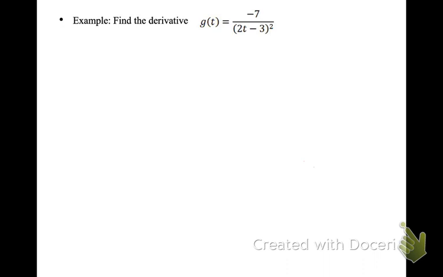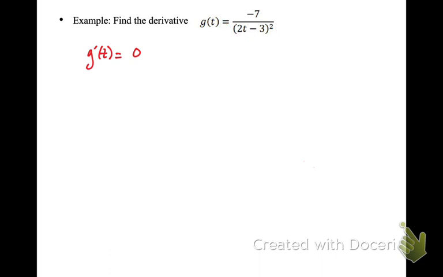So what we're going to have to do is when we take the derivative of the denominator, we're going to use the chain rule. Okay? So we're going to take it slow. The numerator is negative 7. The derivative of negative 7 is 0. So g prime of t is going to be 0. Do you still want me to put the denominator? No.